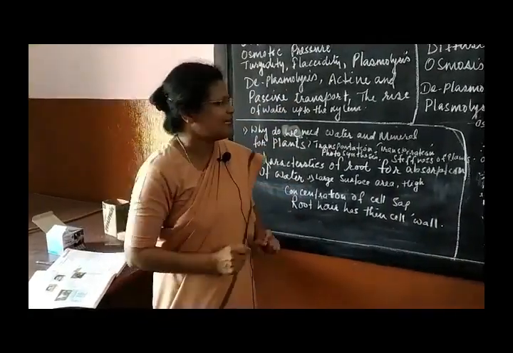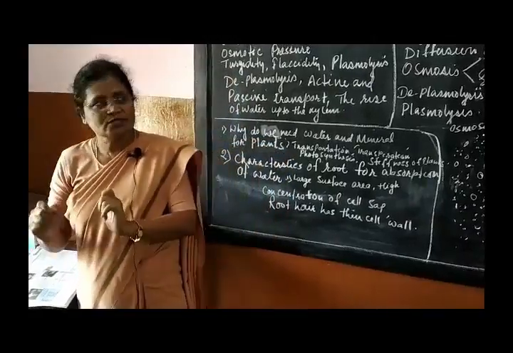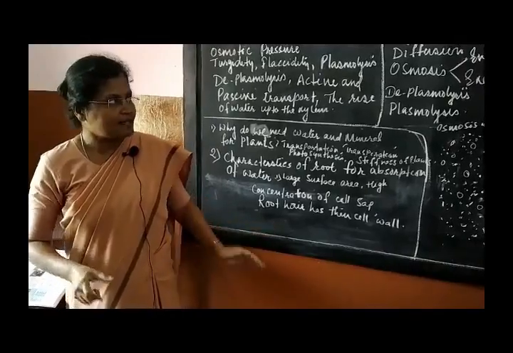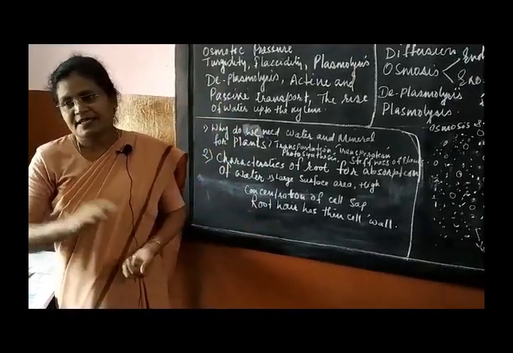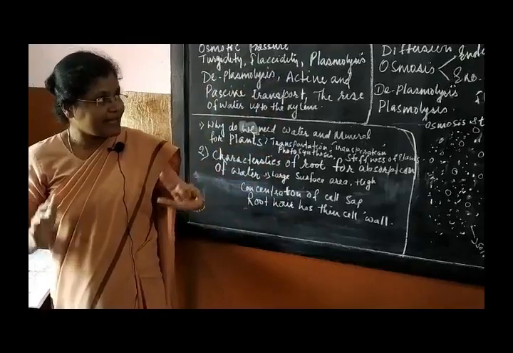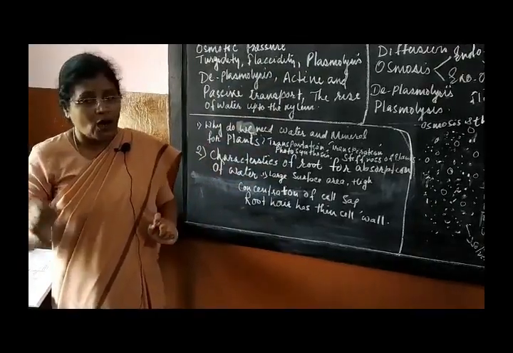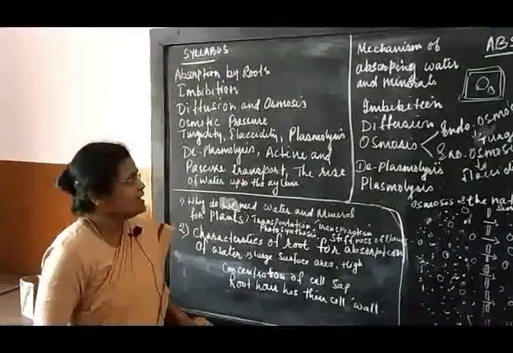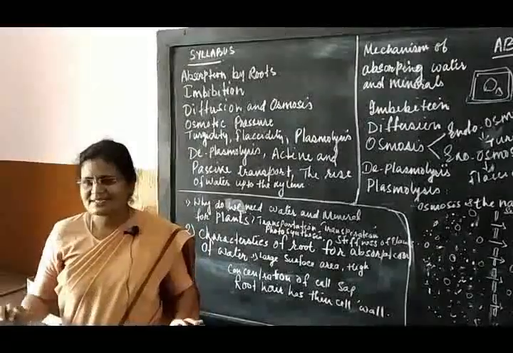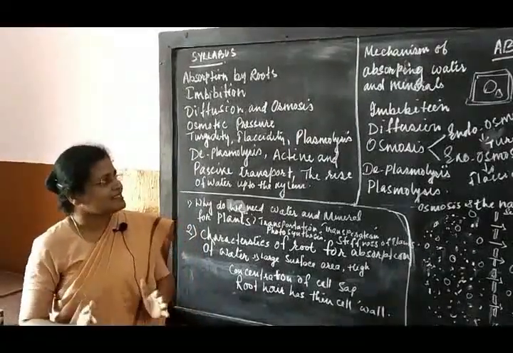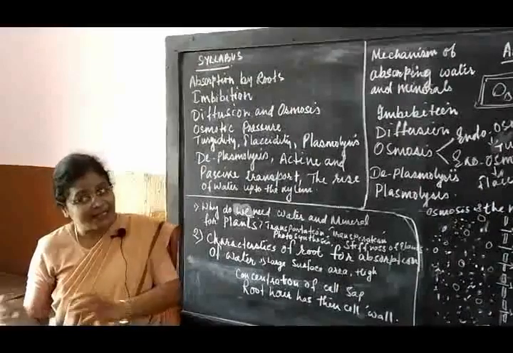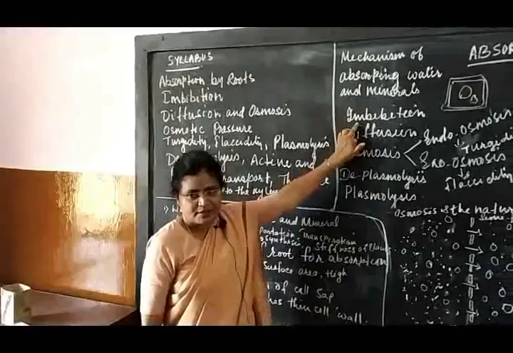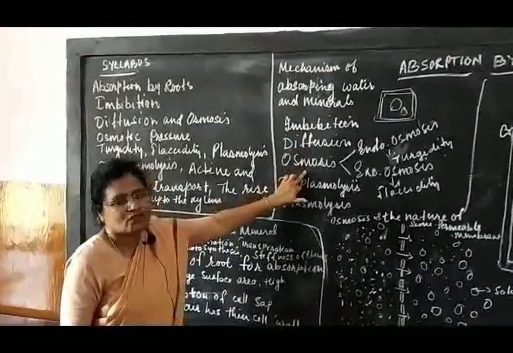Next we go to the very interesting part, the absorption of water. A lot of questions come from here. You have questions from the earlier part too, but the real chapter proper is this, that is the mechanism involved in the absorption of water by the roots. It is very interesting, you will understand it nicely. The different mechanisms or processes involved in the absorption of water by roots are: number 1, imbibition, number 2, diffusion, number 3, osmosis.